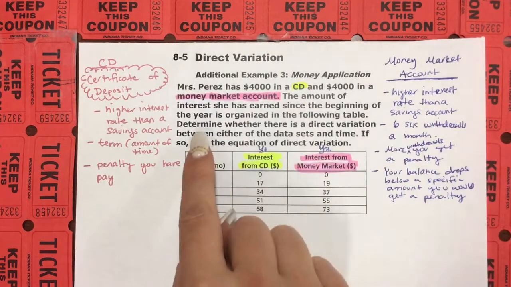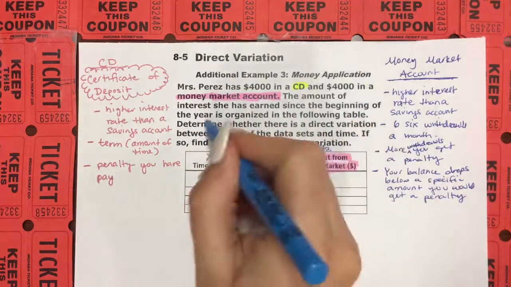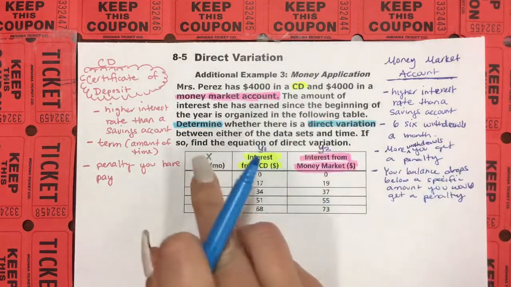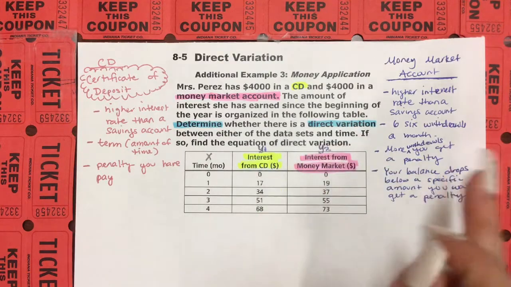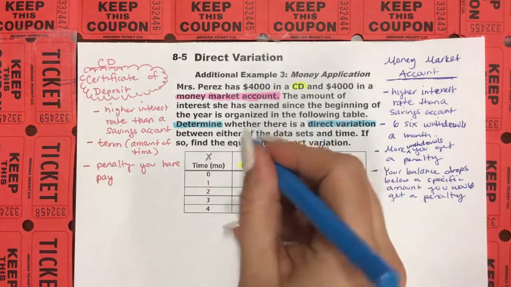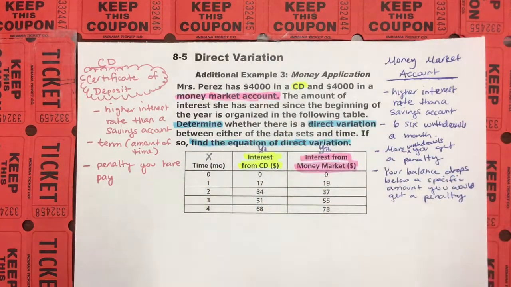So what we need to do is determine whether there is a direct variation between either of the data sets in time. And if so, we need to find the equation. Okay? So first off, we need to figure out if there's a direct variation. If there is, then we need to find the equation of the direct variation.